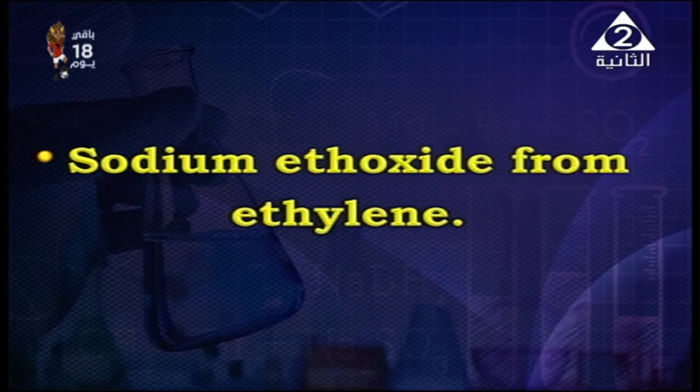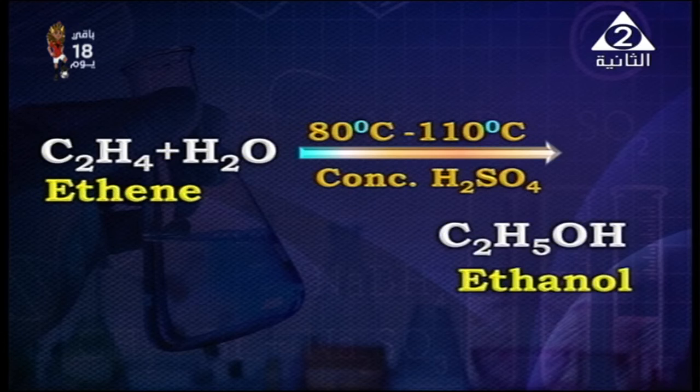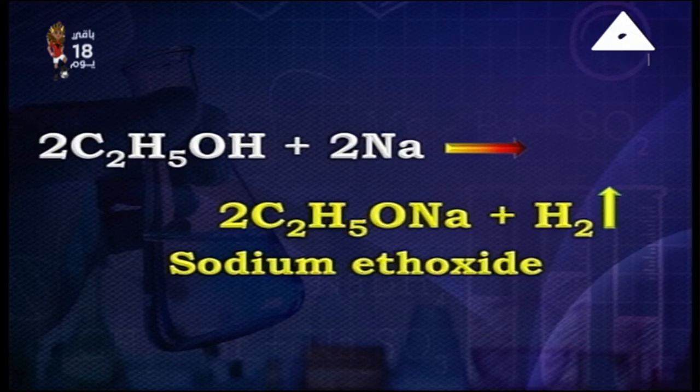Sodium ethoxide from ethylene. As the equation proceeds on the screen, ethylene on catalytic hydration in the presence of concentrated sulfuric acid from 80 till 110 degrees Celsius gives ethanol. Then ethanol reacts with sodium, giving sodium ethoxide and releasing hydrogen gas.